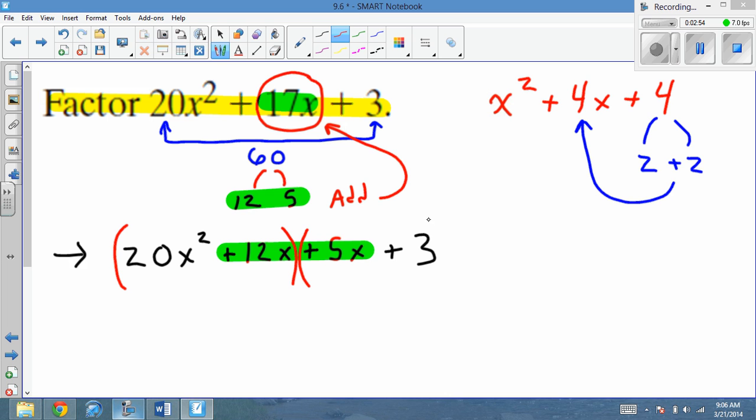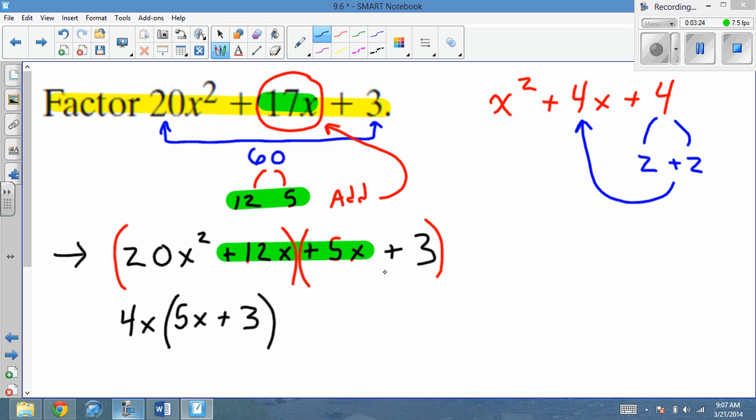I'll group the first two terms, I'll group the second two terms, and take a look at what I have. The first two terms here have a 5 and an x in common. Nope, excuse me, that's incorrect. They have a 4 and an x in common. So I will factor out a 4x, and I'll multiply that by 5x plus 3, as we learned in section 9.8.